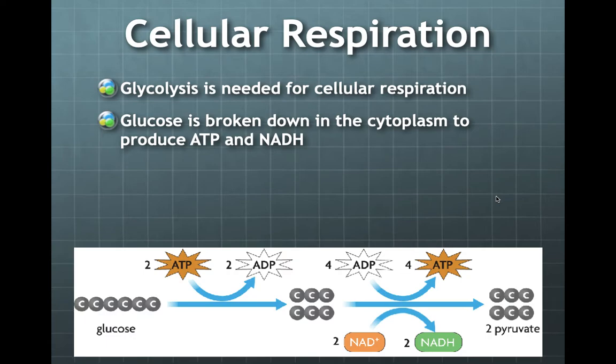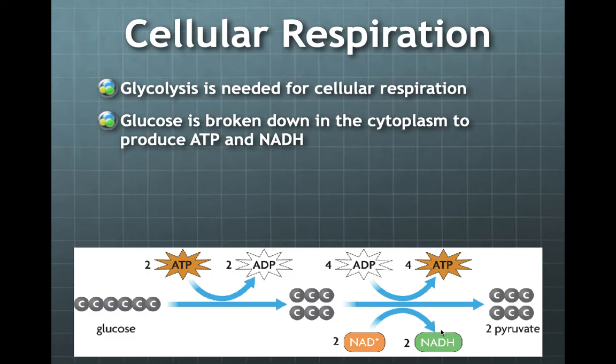Our first stage is glycolysis, and it's needed in cellular respiration. We cannot do anything in cellular respiration or in fermentation without glycolysis. Glucose is broken down in the cytoplasm to produce ATP and NADH. So we have a 6-carbon glucose here. We're going to put in 2 ATP, or energy required, to break it down into two 3-carbon molecules. This is an intermediate. Then we're going to make 4 ATP from this, and also 2 NADH.